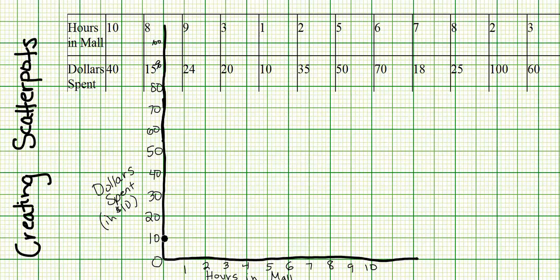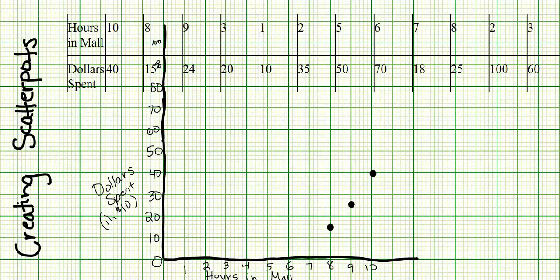So for the first data point, it says someone who spent 10 hours in the mall spent $40. The next one, this one's hard to see, but I had to make my graph a little bit bigger. Someone who spent 8 hours in the mall spent $15. It's going to be halfway between 10 and 20. And then I've got someone who spent 9 hours in the mall, spent $24.